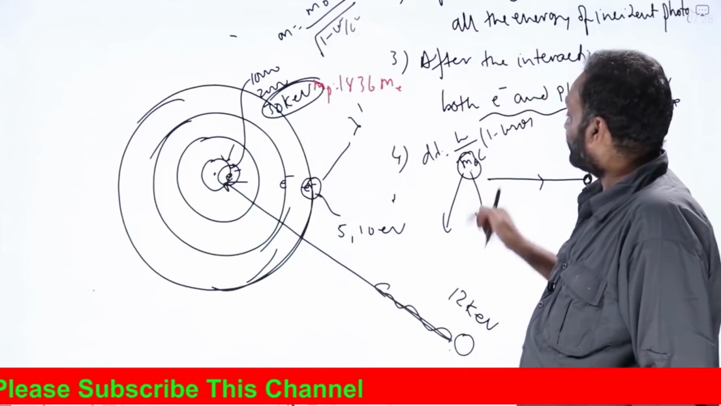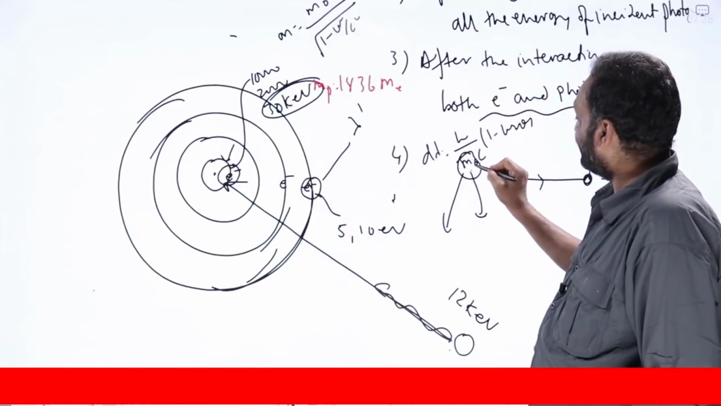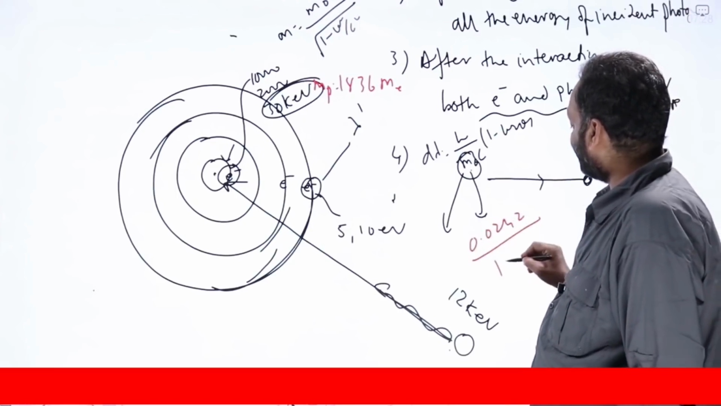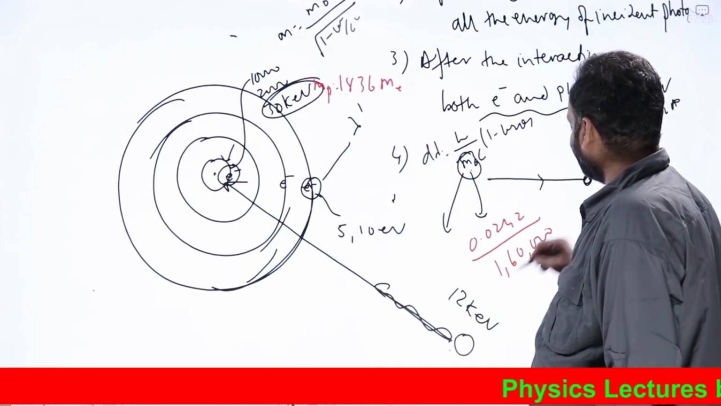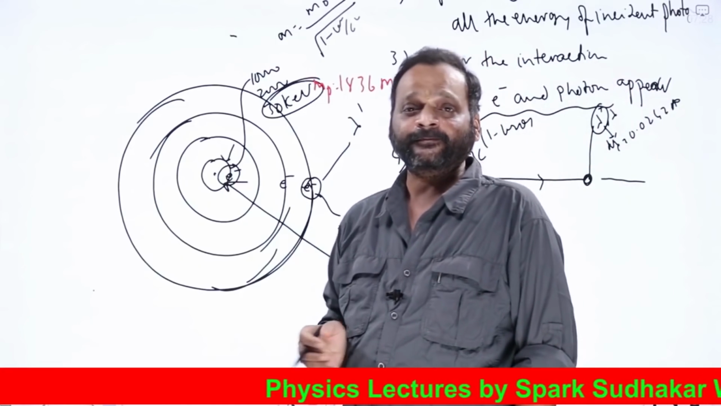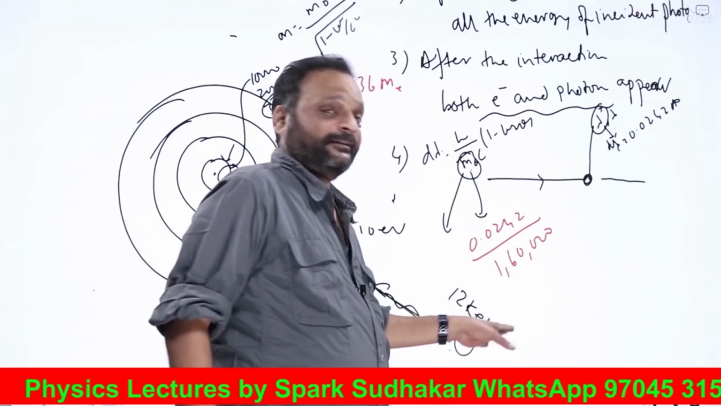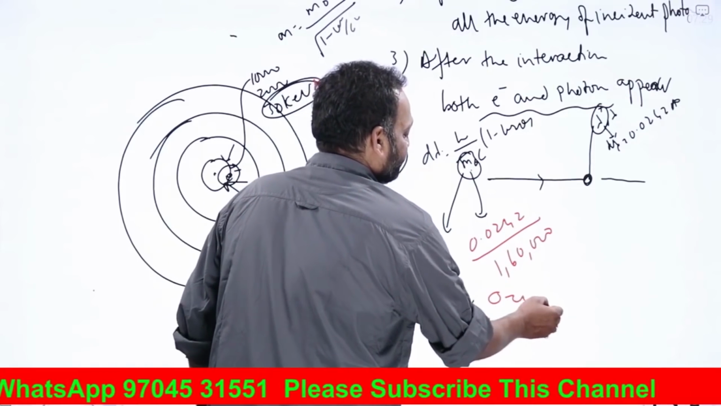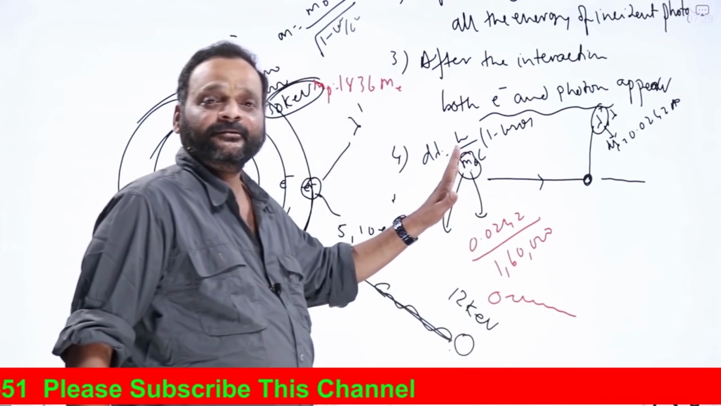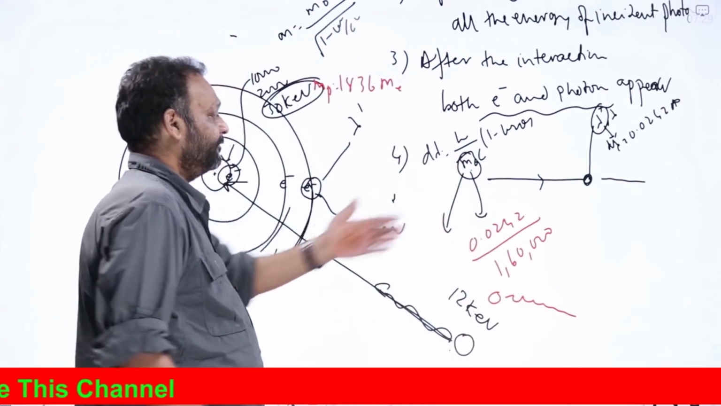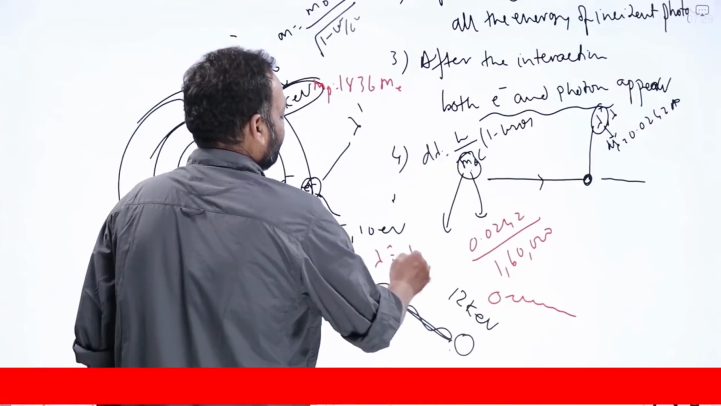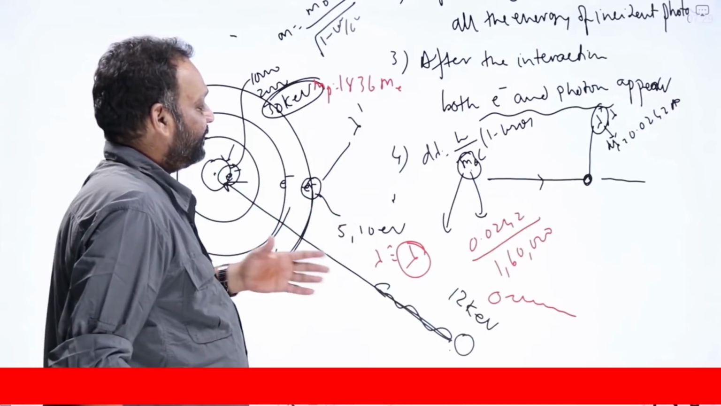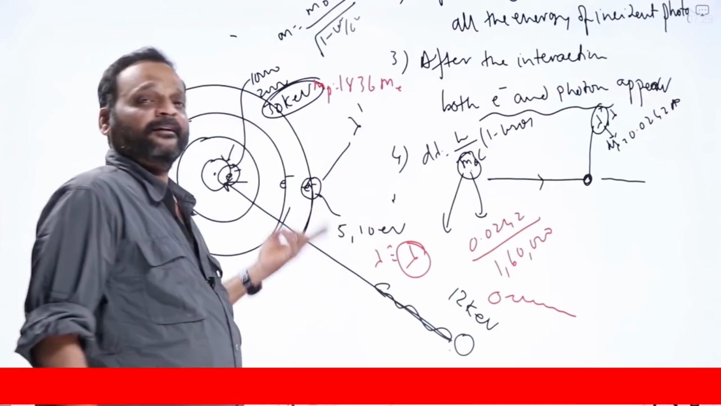Means here I have to put d lambda is how much? When I put m naught, I am getting 0.0242. When I divide it with 1,60,000, the change in wavelength itself is 0.0242 divided by 1,60,000, 2 lakh, 3 lakhs, what will happen? It's almost 0.00000 nothing. There is no shift. Means d lambda is almost 0. Lambda dash will be equal to lambda. We'll get unmodified line. Now we can understand why we are getting both modified and unmodified lines.